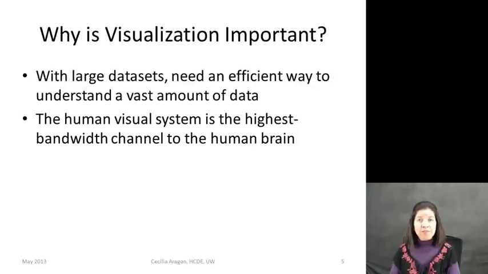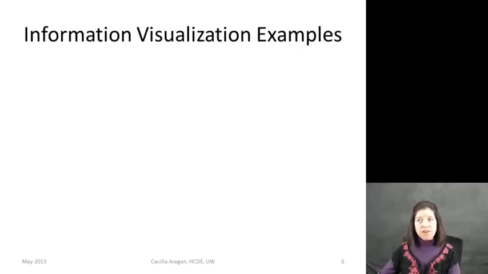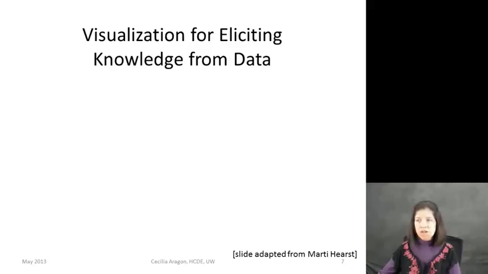But on the other hand, if you consider the number of pixels on your computer screen, it's typically around 1 million, and you have no trouble understanding it very quickly and being able to act on the information you've gleaned. So the human visual system is the highest bandwidth channel to the human brain, and it's the most efficient way to present large amounts of information so they make sense. Let's talk about a few examples.